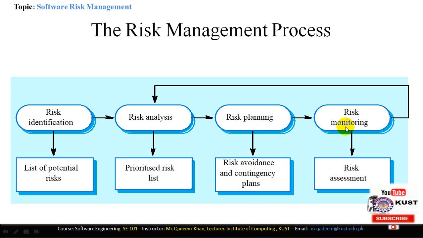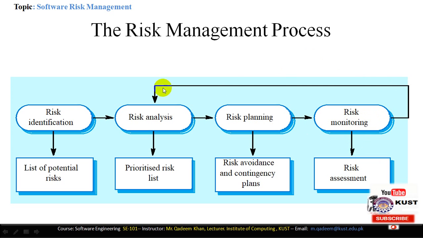Then we have the risk monitoring. In the risk monitoring, we will monitor all the risks. It is possible that a low priority risk or a low effectiveness risk may become a very catastrophic risk later on. So that's why monitoring is very much important. So here we will assess each and every risk for their effectiveness.